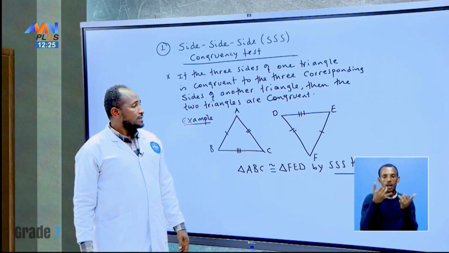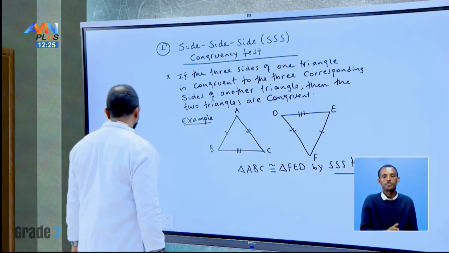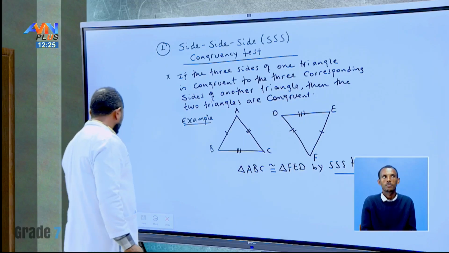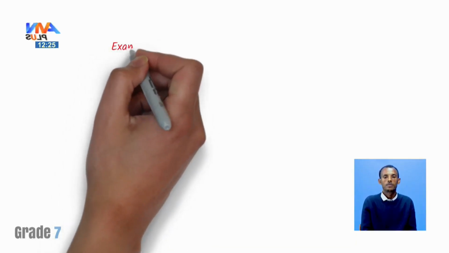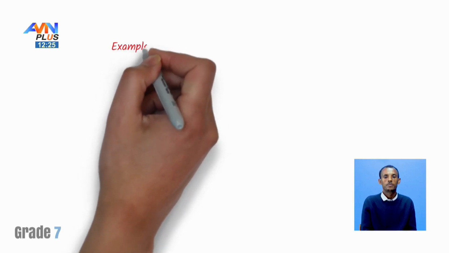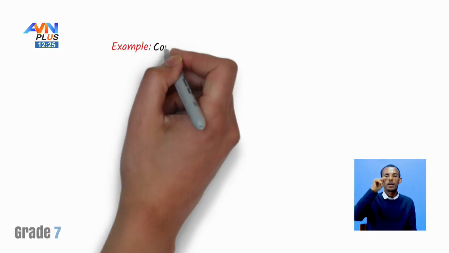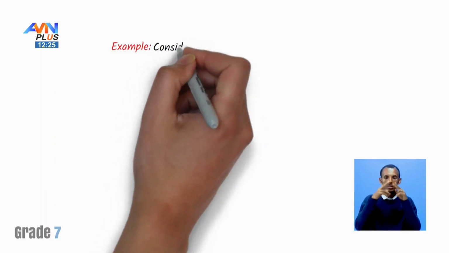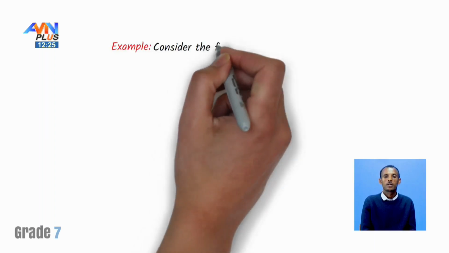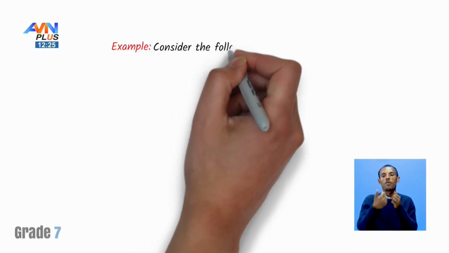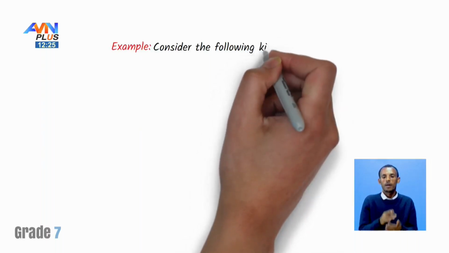Now let's see one more example for this one. Example. Consider the following kite. Here, the kite is given here.